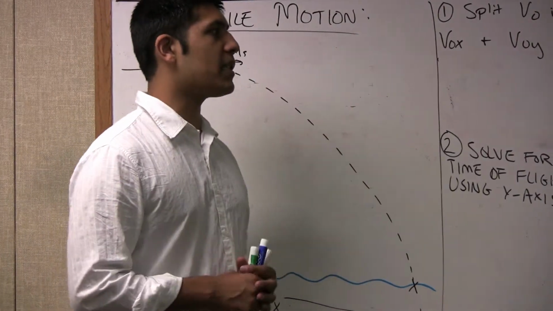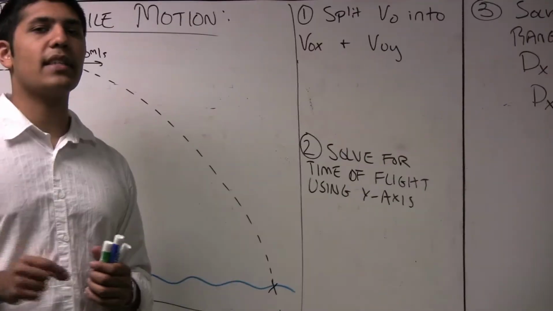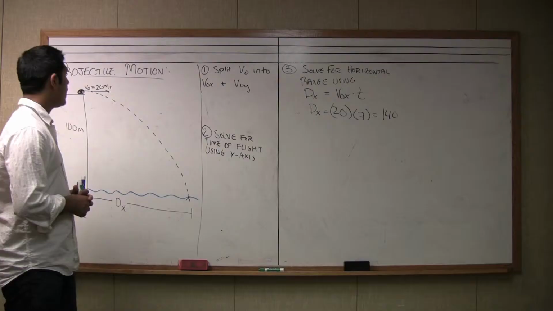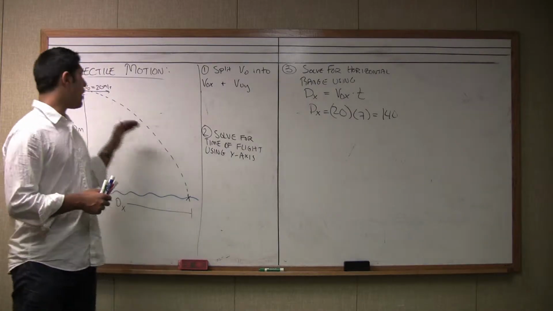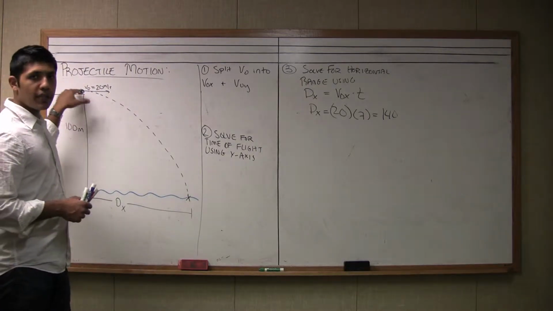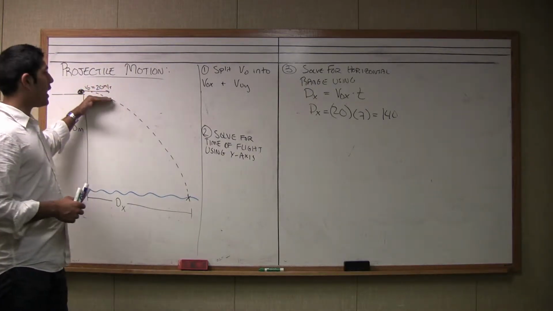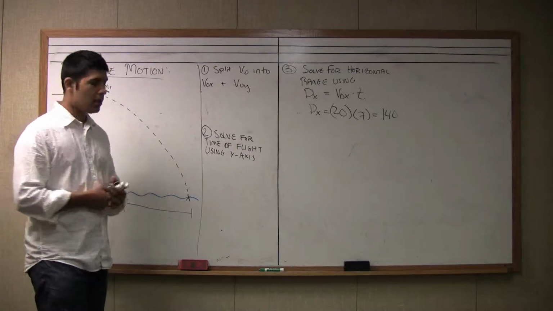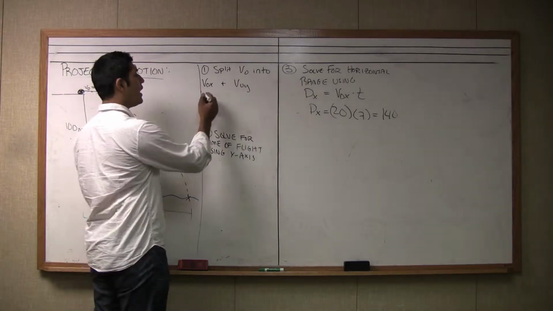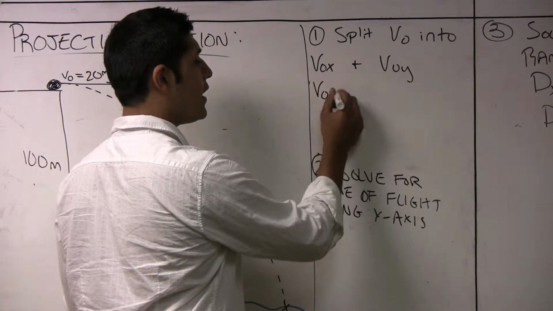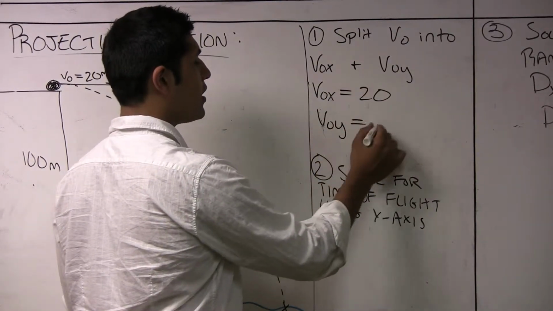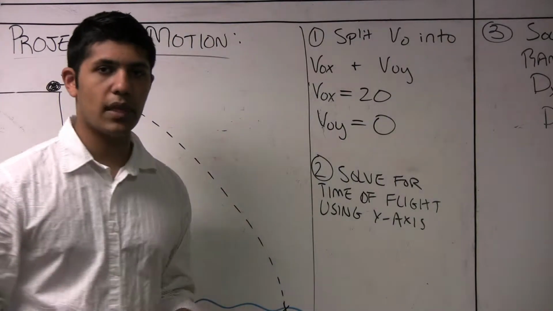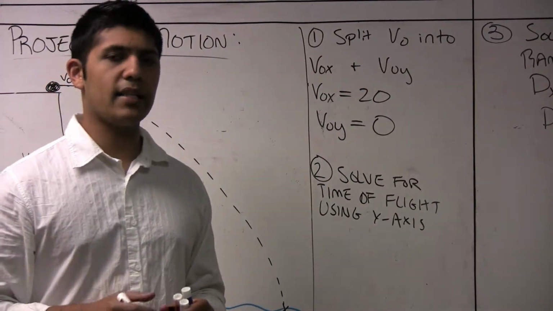And the first step is to split the initial velocity into its x and y components. Okay? So normally projectiles are shot at an angle. But because this one's already at the top, we're just shooting it straight. And so all of the velocity is already in the x direction, and so I don't have to do any trig. I just need to recognize that my v initial x is equal to 20, and my v initial in the y direction is just equal to 0. Okay? So that's a really important thing to recognize off the bat.